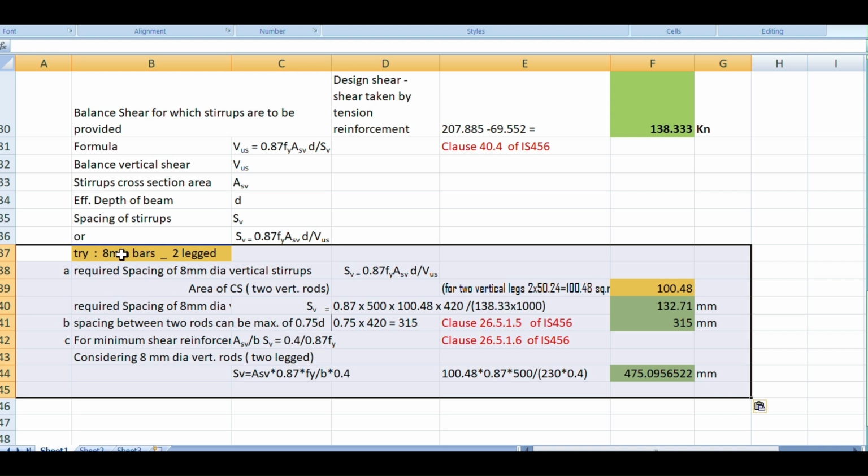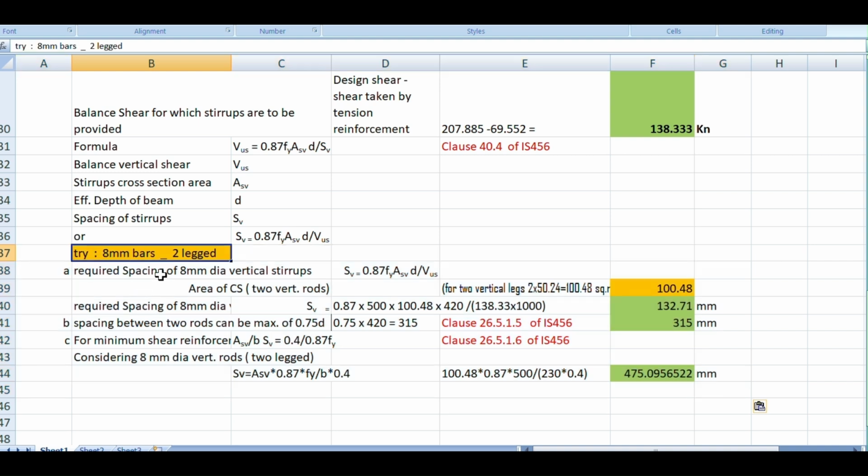Presently we are going to try the same formula with the use of 8 mm rod. The cross-section area of an 8 mm diameter rod is 50.24 mm square. As we are going to provide this as a ring, there will be two rods in the vertical direction. Two vertical rods is called two-legged, so two-legged 8 mm rods. One rod area is 50.24, so the total area is 100.48 mm square.